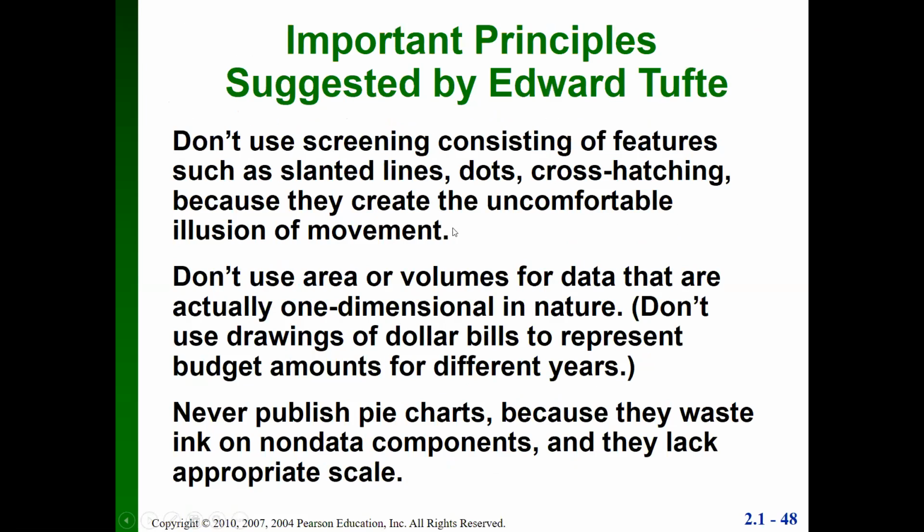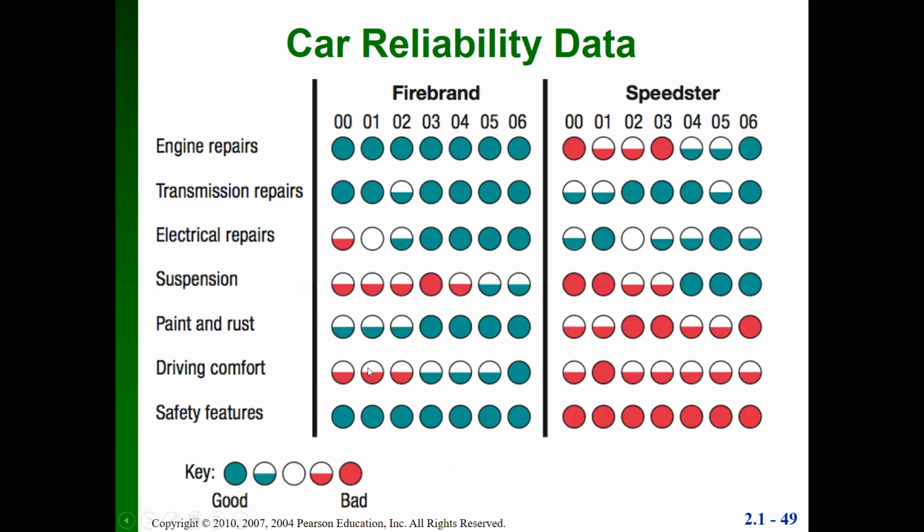So there's some other things here that don't work well, some choices like slanted lines, dots, or cross hatching, because really they're hard for people to see comfortably. Don't use area or volume for data that are one-dimensional. In other words, drawings of dollar bills to represent budget amounts. He says never publish pie charts because they waste ink on non-data and they lack appropriate scale. That I would quibble with some. Here's an example of something that you've probably seen: the Consumer Reports car reliability data for two fictional brands.